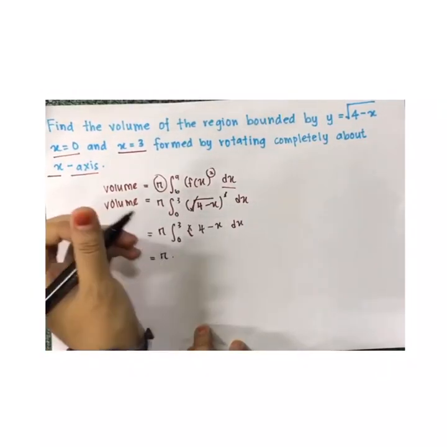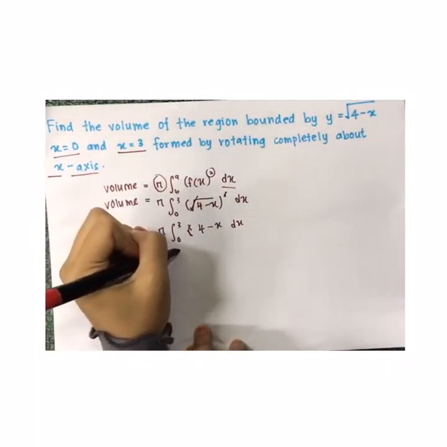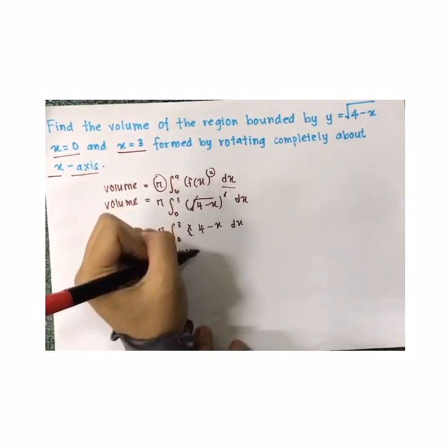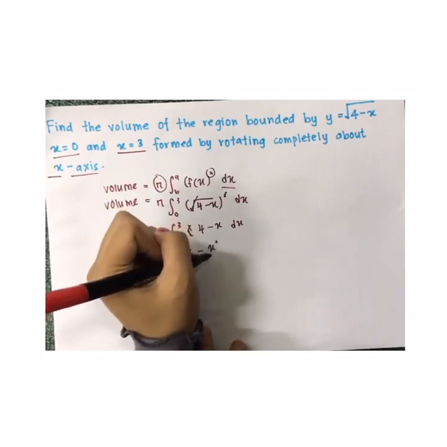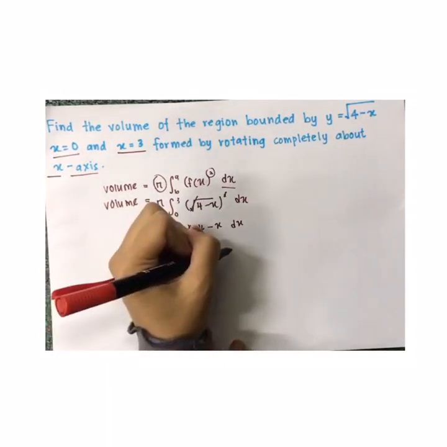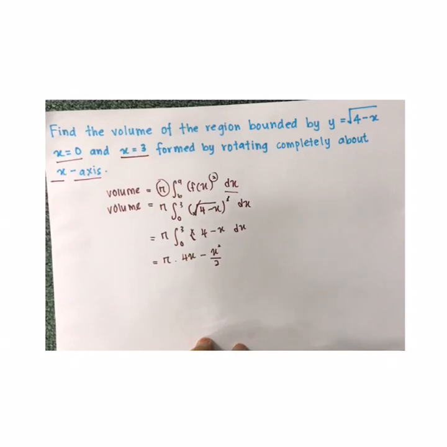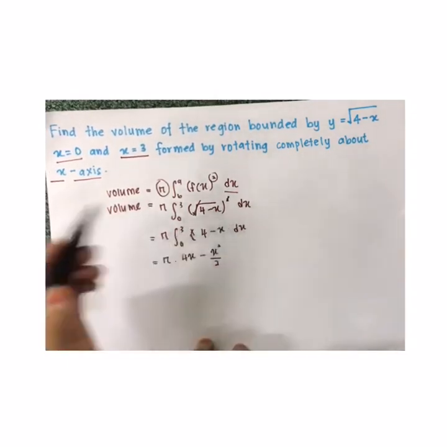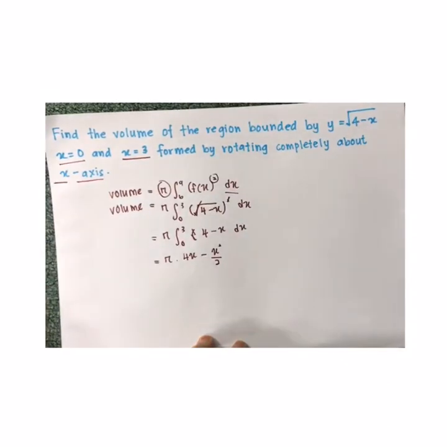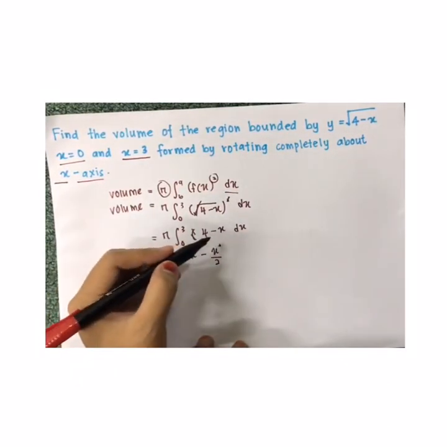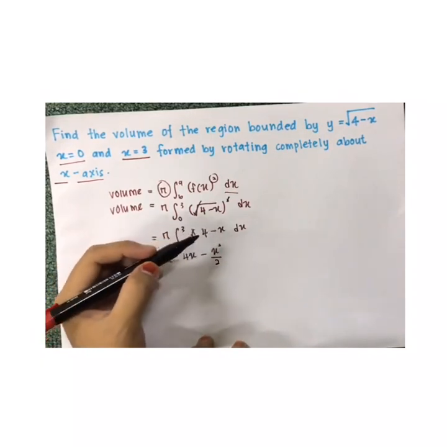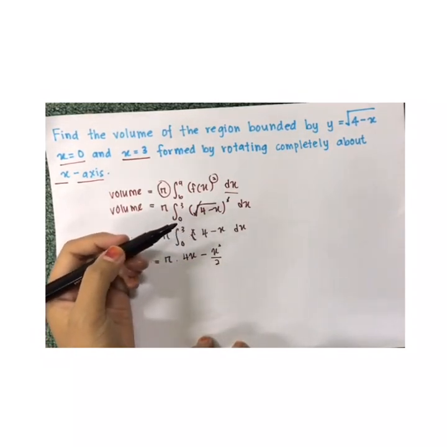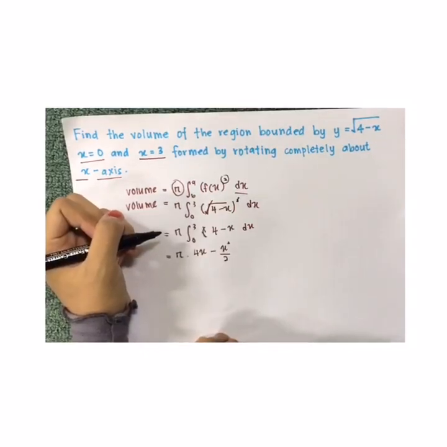So we can start to integrate. 4 will become 4x minus x square, and the power we bring downward. After integrating, we don't have to write the integral symbol and the dx. We can only integrate one by one if the integral is separated by minus or plus only. Next, we can go to the next step.